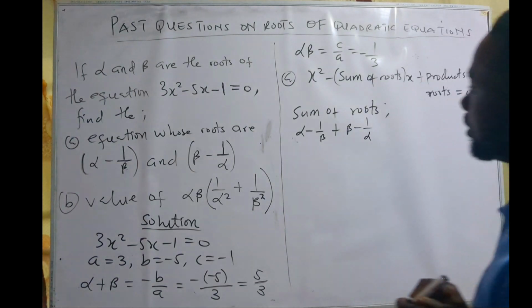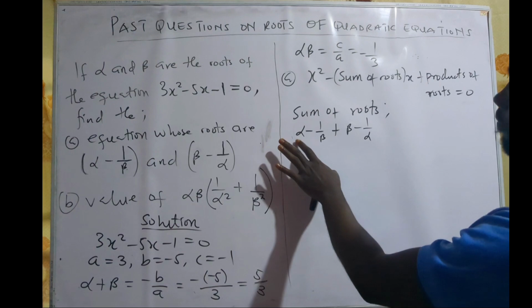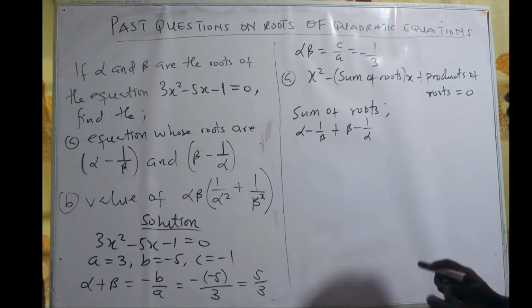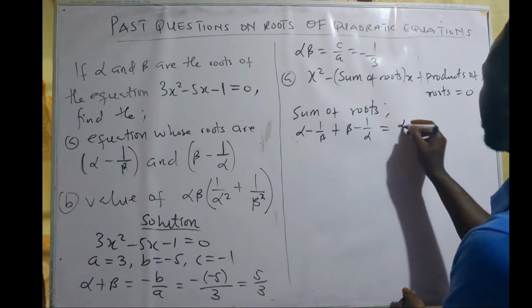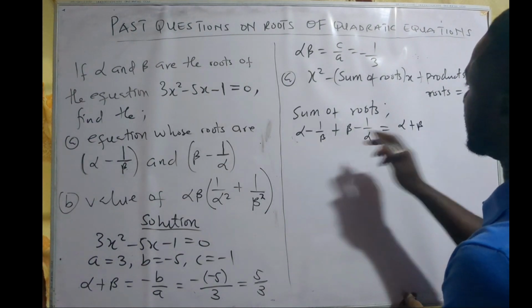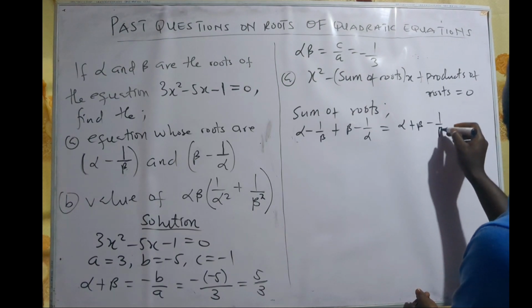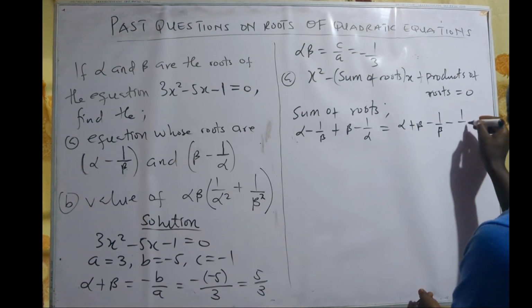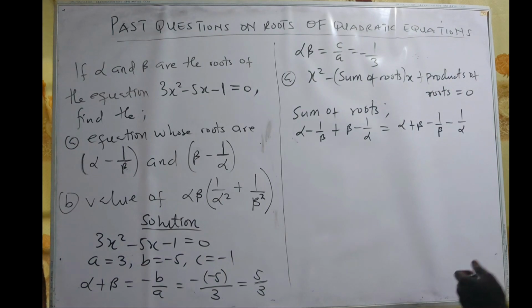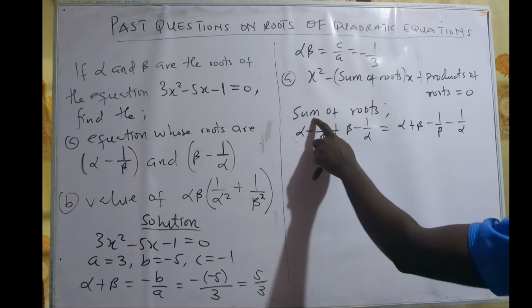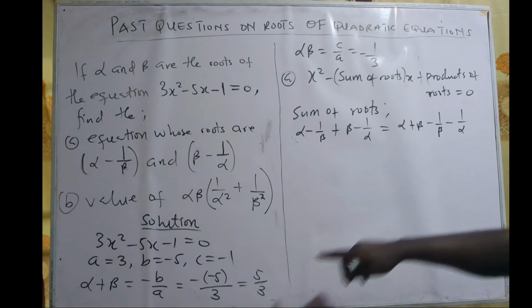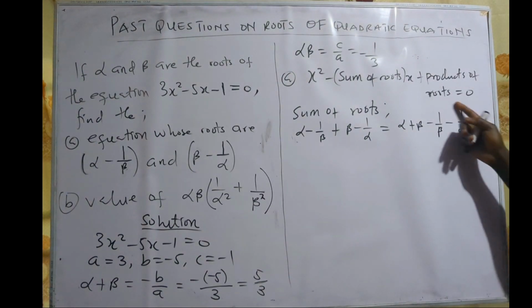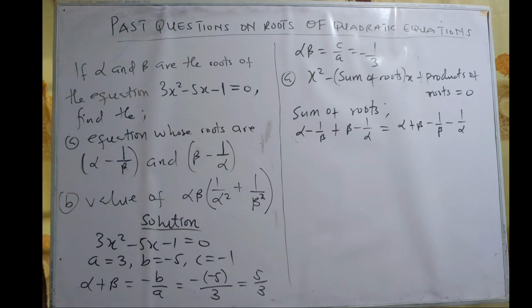So this is the sum of the two roots, alpha minus 1 over beta plus beta minus 1 over alpha. Okay, so we can see that we can get alpha plus beta here. So we can have alpha plus beta and then minus 1 over beta and then minus 1 over alpha. So we can have our alpha plus beta, which is what? 5 over 3. But we have to work with the other part. So how are we going to work with this one?